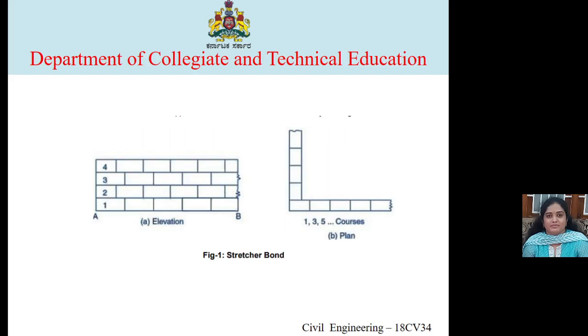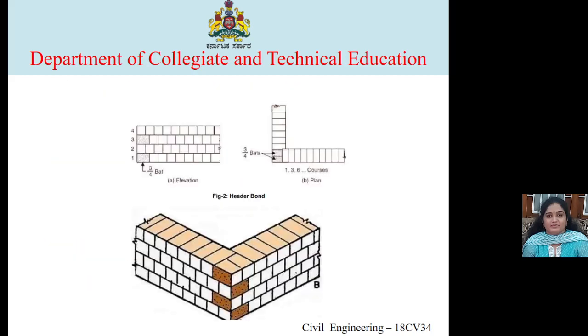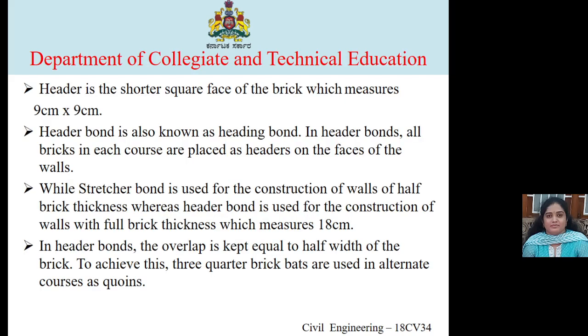Next, we'll move on to the header bond. This looks something like this. So header is the short square face of the brick which measures 9 by 9 centimeter. Header bond is also known as heading bond. In header bonds, all the bricks in each course are placed as headers on the faces of the walls.